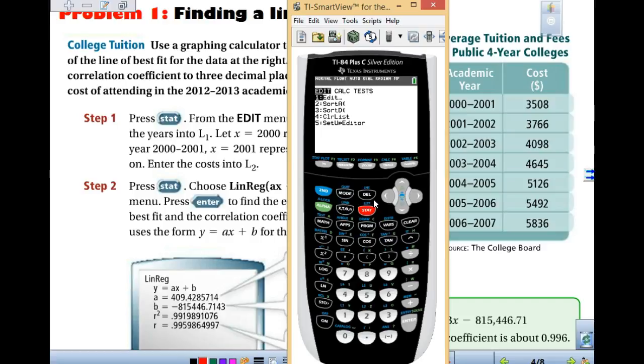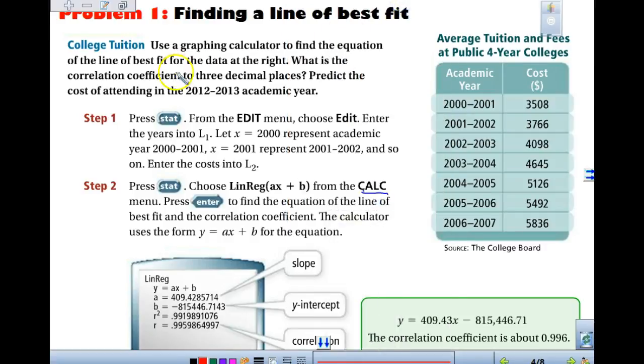Go get a different one. Some of our calculators are older, and some of the screens we're finding they don't work that great.